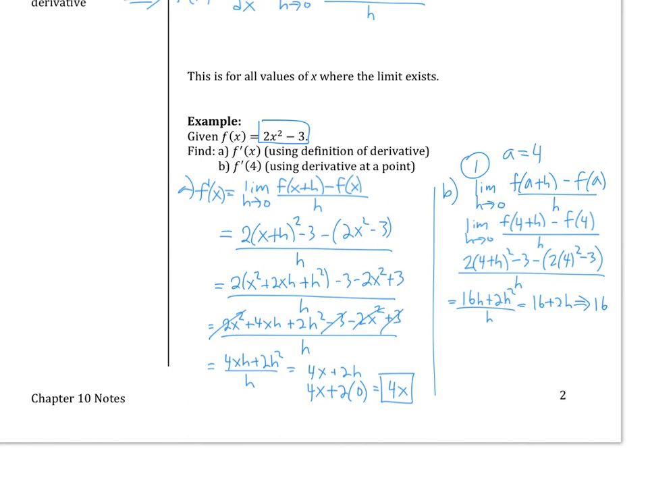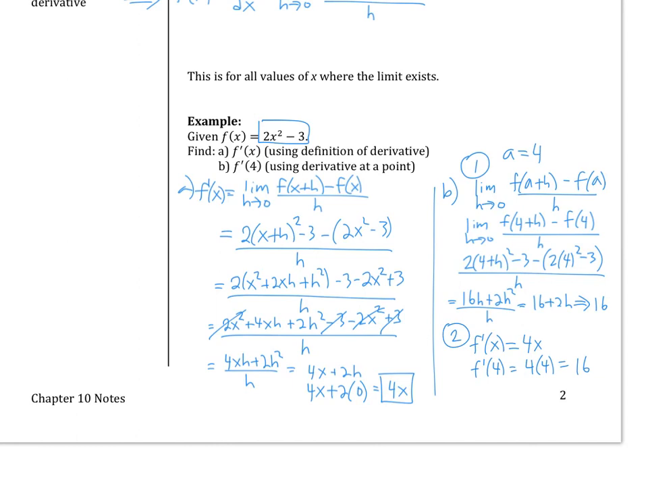So if you did method 1 and you got the derivative to be 4x, so that means f prime of x is equal to 4x. Now if f prime of x is equal to 4x, then f prime of 4 is just substituting in 4 into x, so the answer is 16.